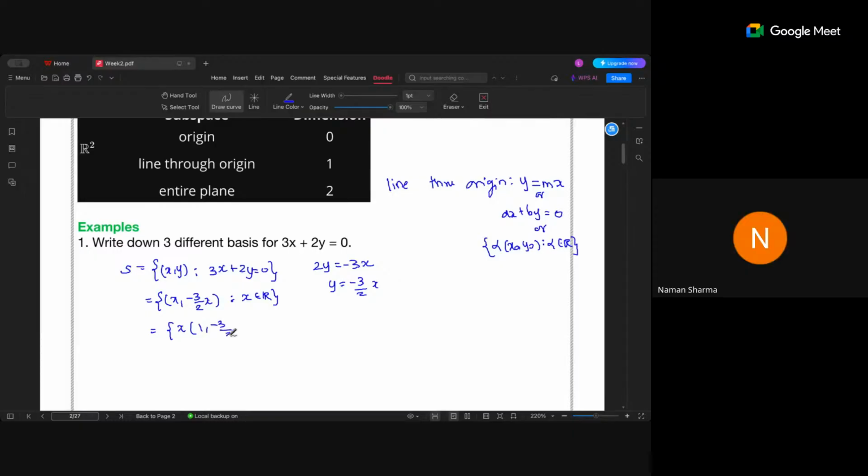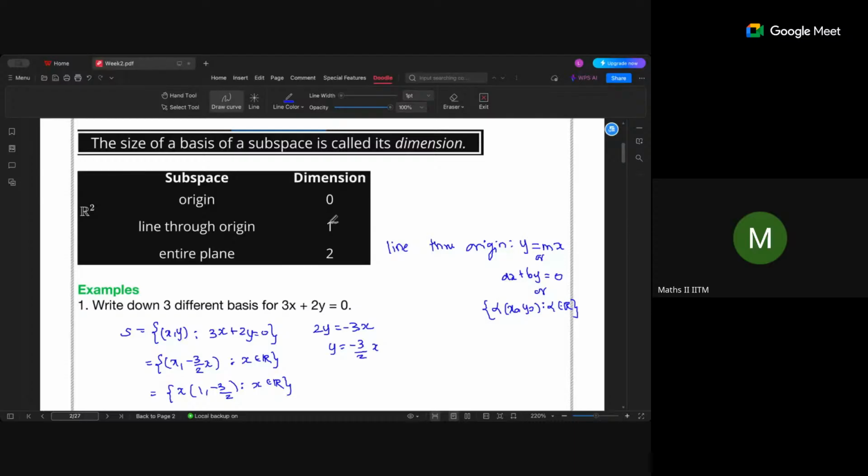So now I can write it as (1, minus 3 by 2), (2, minus 3), and (4, minus 6). Here you can see that, first of all, how many elements can there be in the basis for this set? Infinite? I'm not asking how many bases, I'm asking how many elements in the basis there can be. It is a line passing through the origin. Is this concept not clear? Why are there not enough responses?